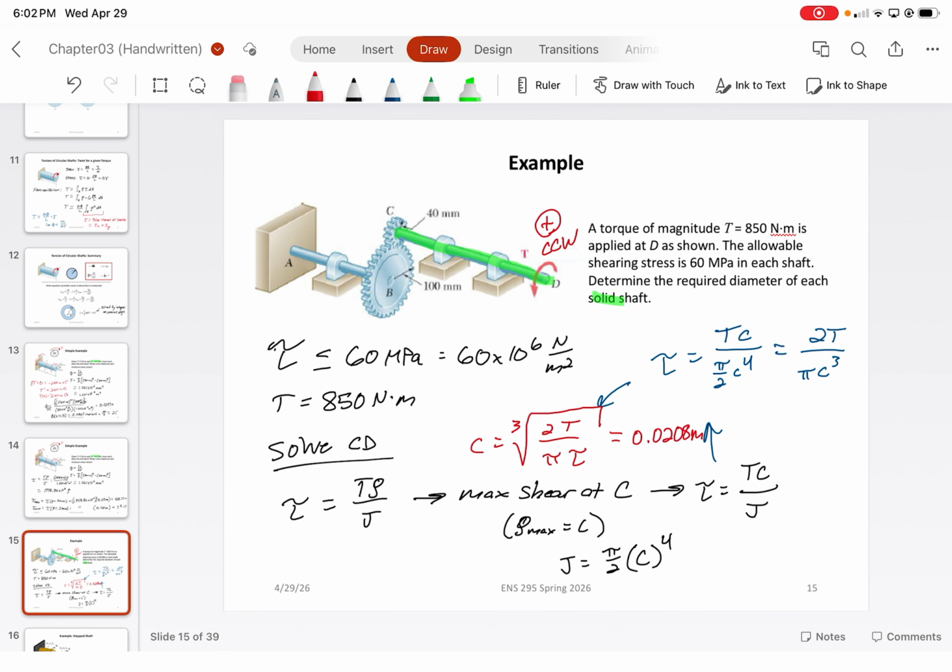So what does that mean about the diameter? The diameter would just be 2 times C, which would be around 41.6 millimeters. So we could say use 42. Now what about shaft AB?